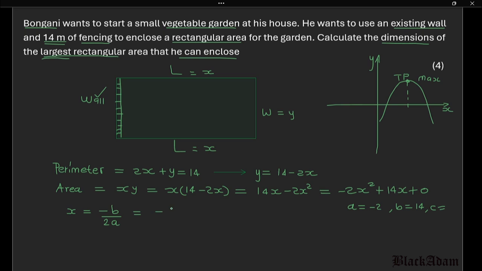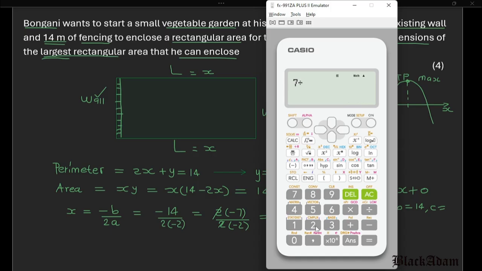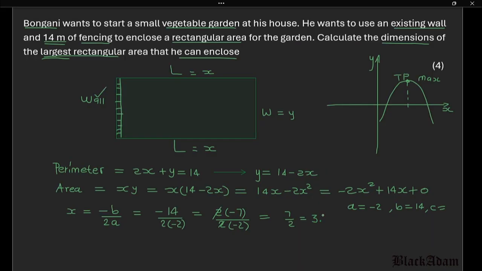Now that is negative 14 over 2 times negative 2, so we just factor that: 2 times negative 7 over 2 times negative 2. The 2 cancels out, negative over negative is positive, so it's 7 over 2. So that's x. 7 divided by 2 is 3.5, so that's your value for x.